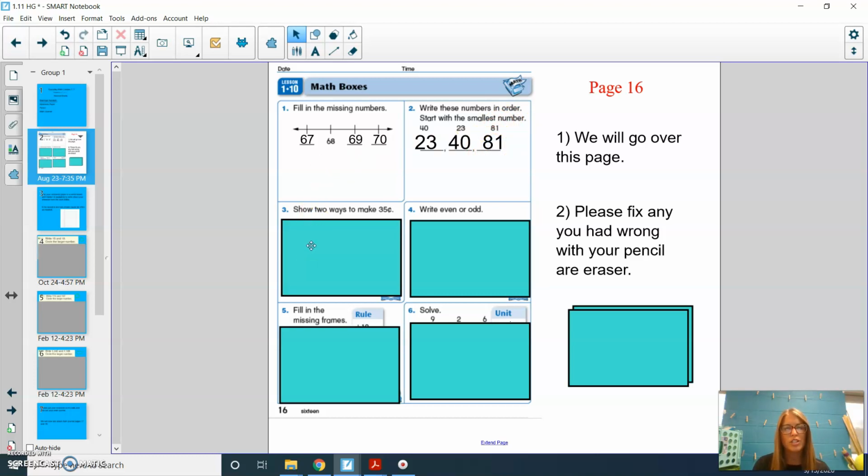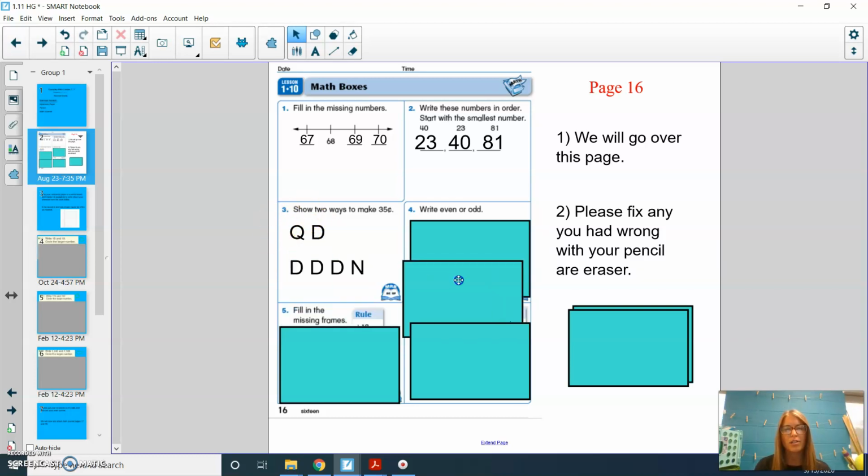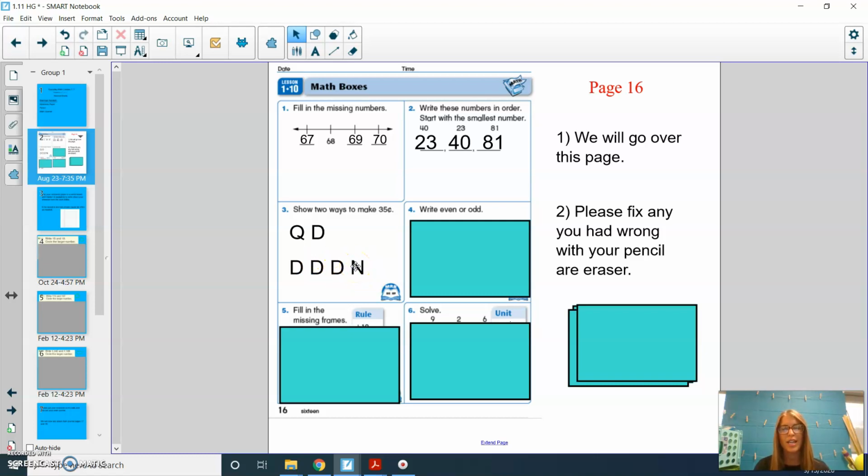For question number 3, show 2 ways to make 35 cents. I chose to use a quarter, which is 25, and a dime would get me to 35. I also chose to do 3 dimes, 10, 20, 30, and a nickel to get me to 35 cents. There's more than just these 2 ways, so you maybe had a different answer than me, and that's okay.